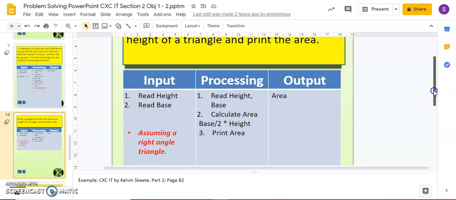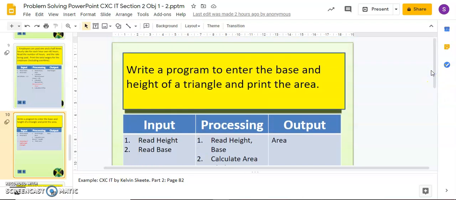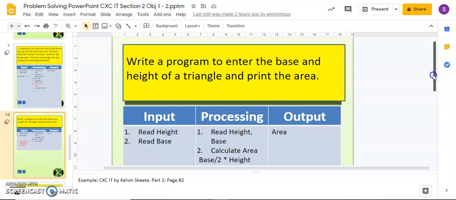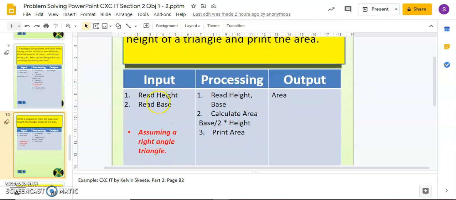Another example, and I'm giving you a lot of examples here. Write a program to enter the base and height of a triangle and print the area. Now you will tell the computer to read the height, read the base, and the list goes on.